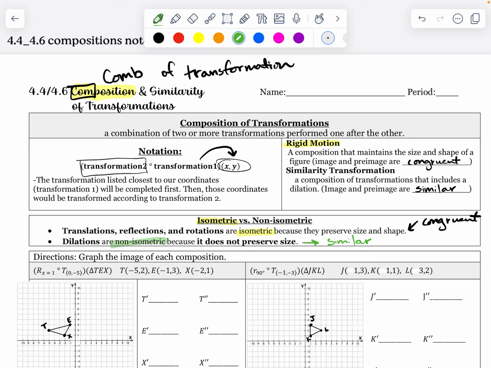Just a little bit more vocab. So similarity is non-isometric. And a rigid motion is isometric.